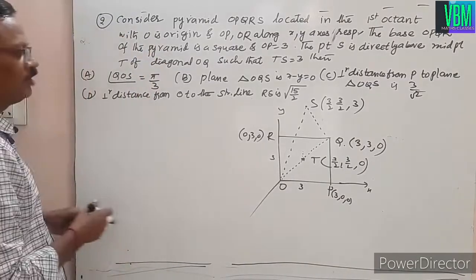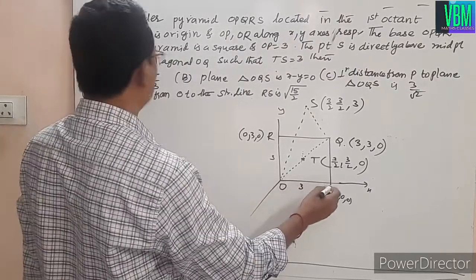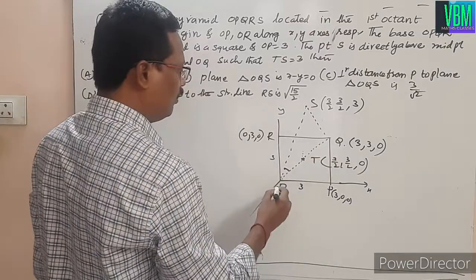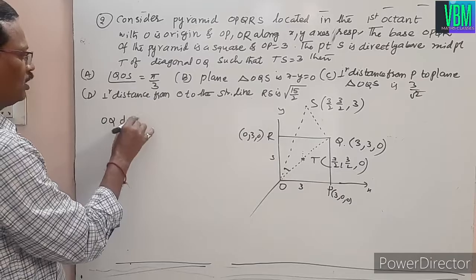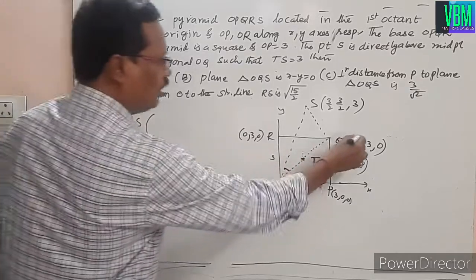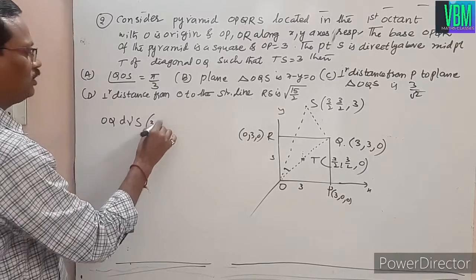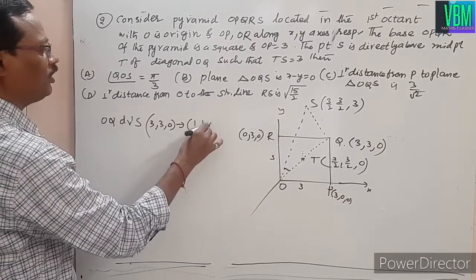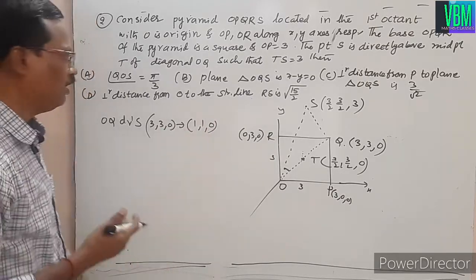Now, let us see. We want the angle SOQ. What about the DRs of OQ? They are 3 minus 0, 3 minus 0, 0 minus 0. That is 3, 3, 0. For DRs we can divide by any number, so I am dividing by 3 and writing 1, 1, 0.